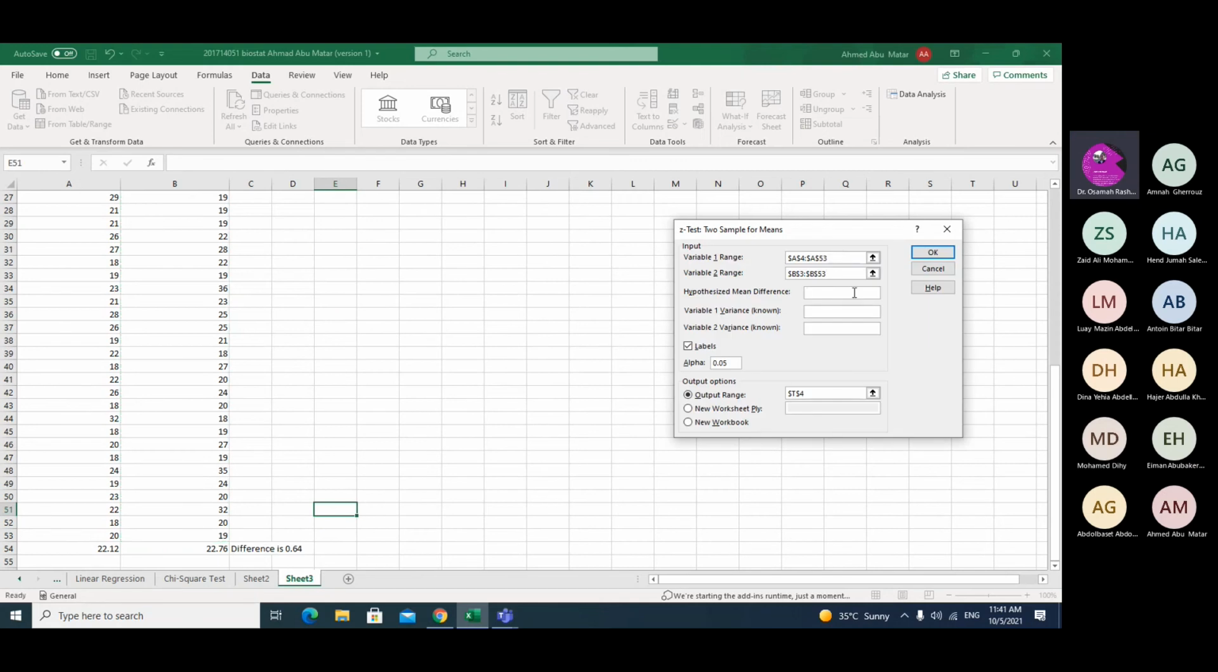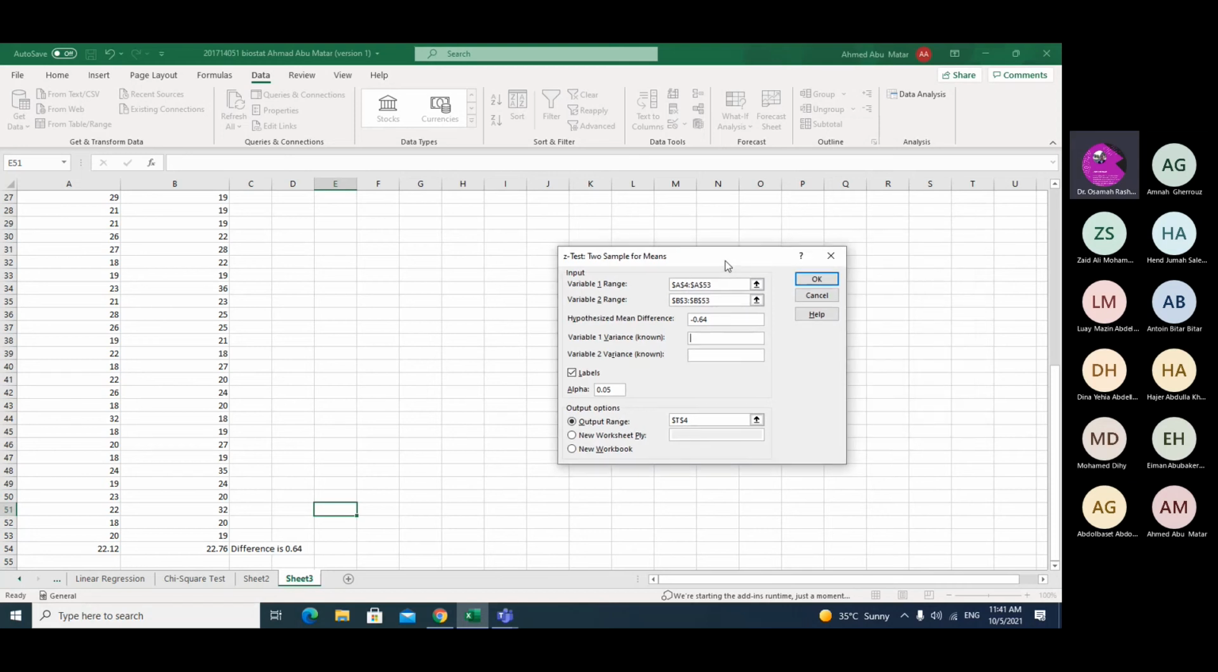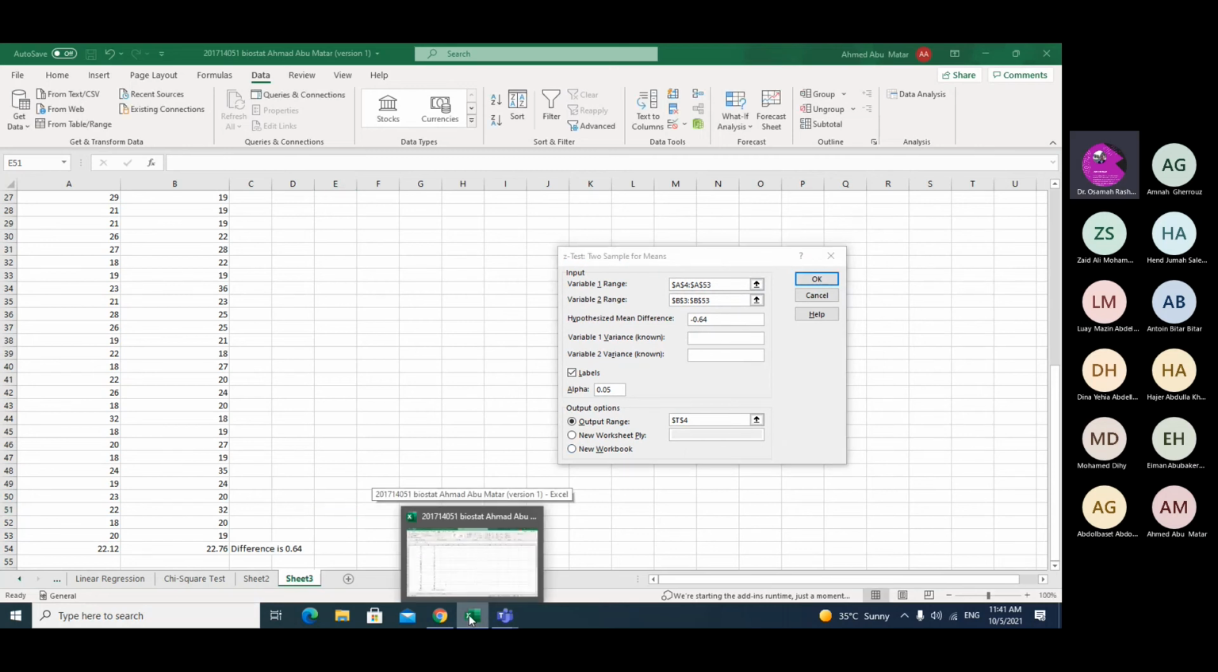The difference is minus 0.64. Minus 0.64, right? Yeah. The variance of the first one is given to you in your question, right? Yeah, it is given to you. Sigma 1 and sigma 2, both of them. Open the question and say sigma 1 is 3.68, Ahmed. Okay, 3.68. Sigma 2 is 6.7.